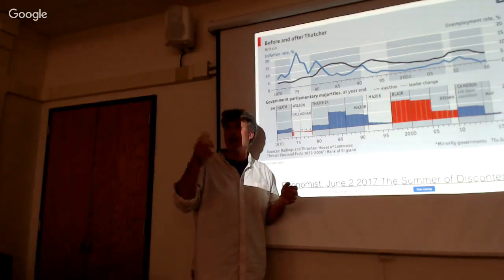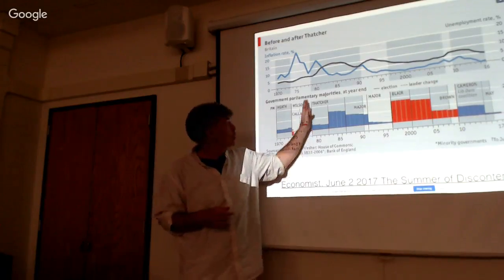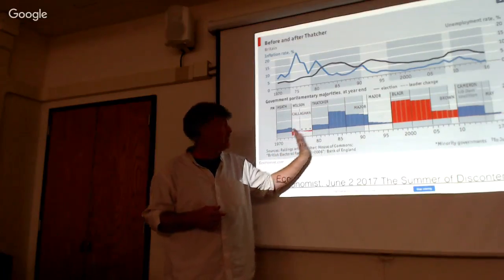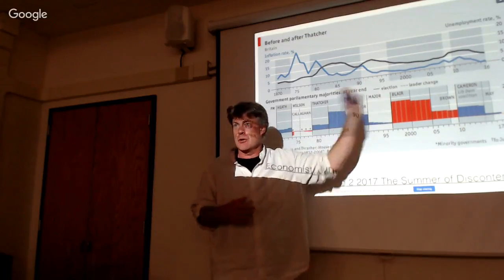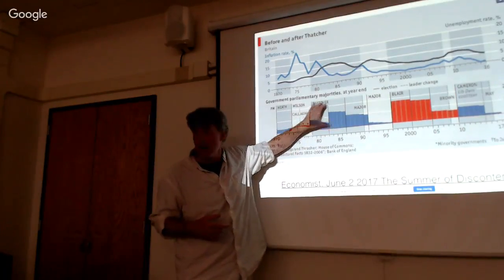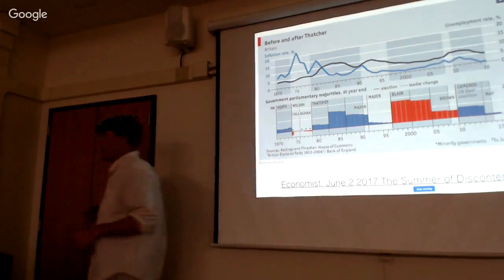Somebody had their hand up. Are the black vertical lines on the second lower chart indicating terms? These are indicating elections. This is basically saying when the prime minister changed or didn't change. And this one here is lower because she continued.